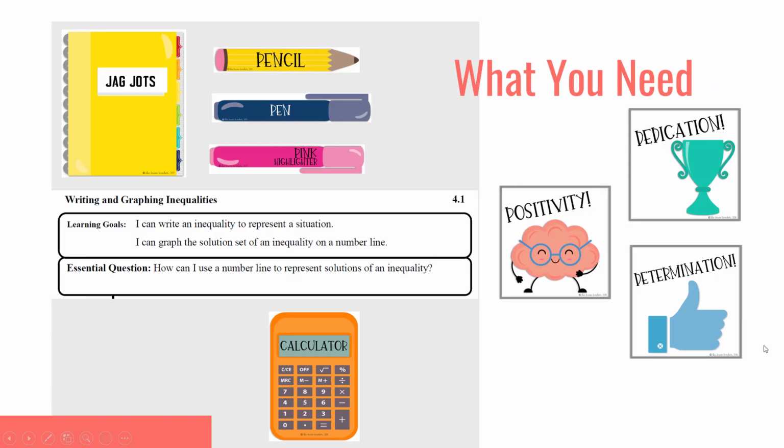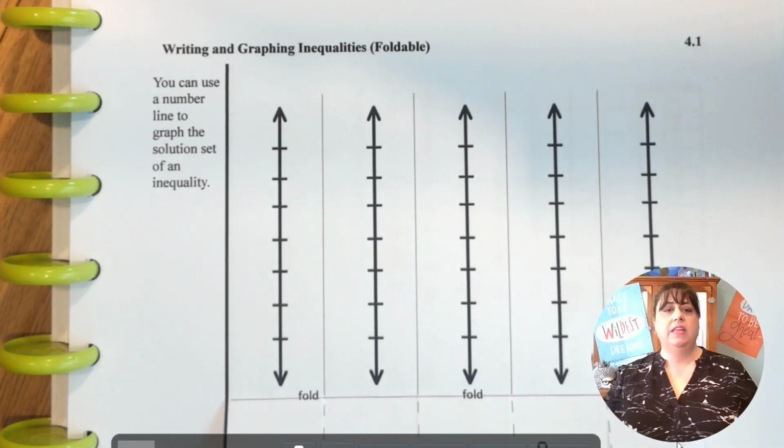You're going to need your Jaguar jots, your pencil, a pen, and a highlighter. You might also want different colored pencils today for what we're going to do. You need your Jaguar jots on 4.1, and specifically the ones that already have some number lines drawn for you. You need your positivity, your dedication, and your determination. So let's go ahead and get started.